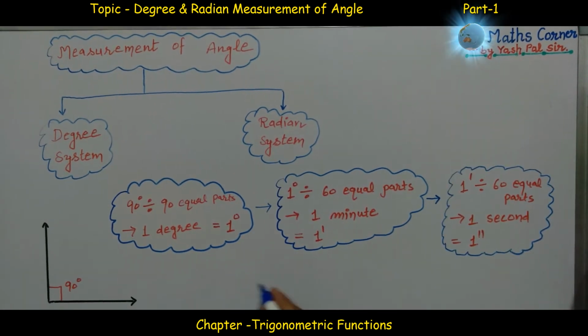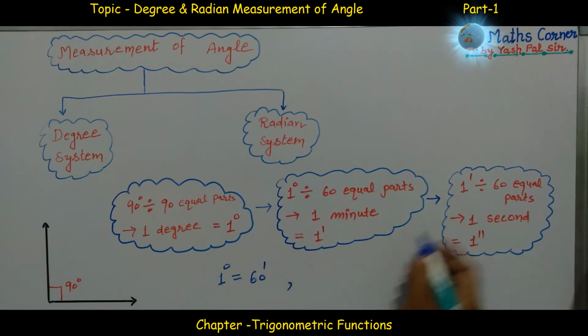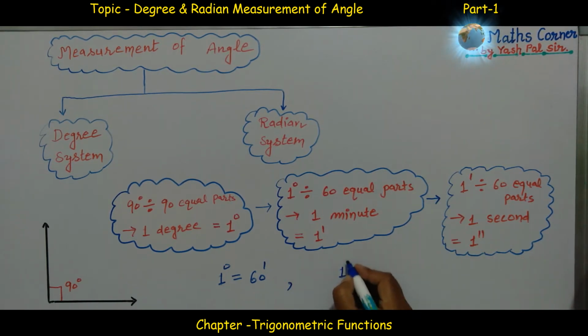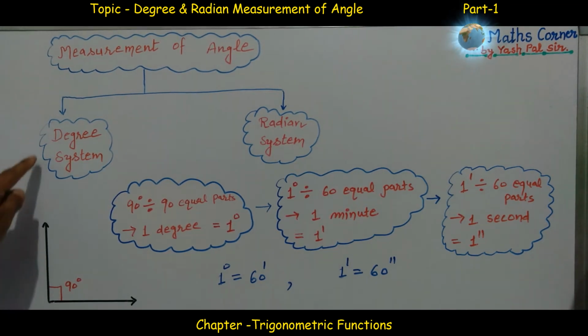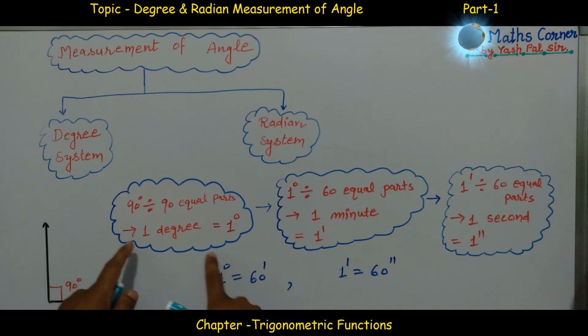So the conclusion is 1 degree means 60 minutes, and 1 minute is equal to 60 seconds. This is the conclusion. This is what we know about the degree system. In a degree system we also discuss minutes and seconds.